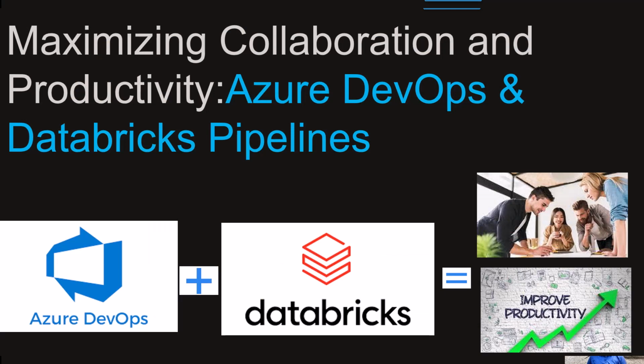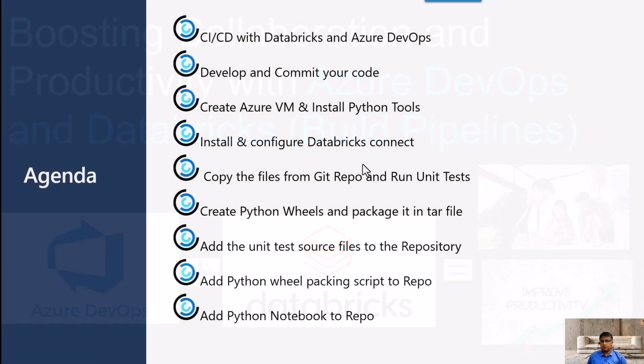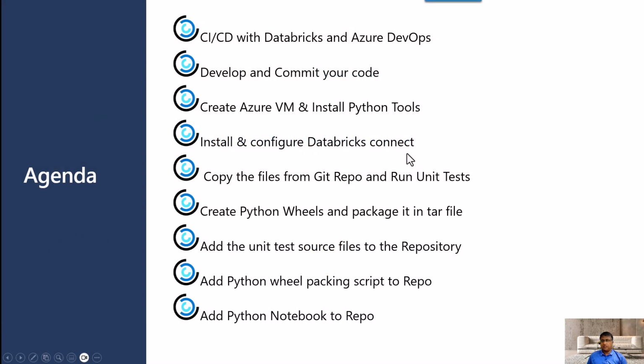Okay, so here is the agenda. First, we are going to learn about CI/CD with Databricks and Azure DevOps. Then we will understand how we develop code and commit the code into GitHub. Then we will start building the build pipeline, which essentially starts from creating a VM, installing the Python tool and Databricks Connect. Not just installing but configuring the Databricks Connect. Then we will understand how we copy the files from the Git repo and run the unit test on it. How do we create a Python wheel and package it in the tar file.